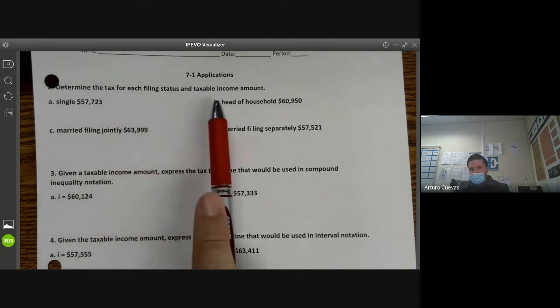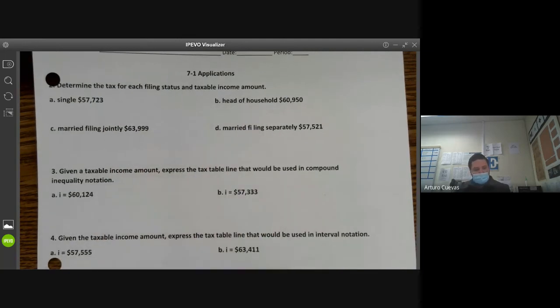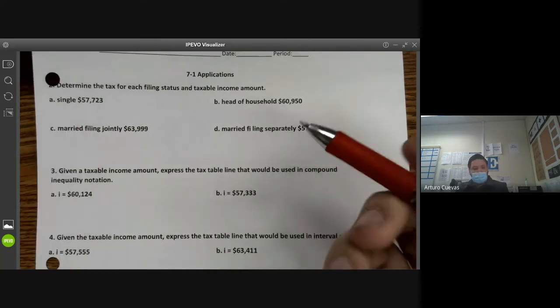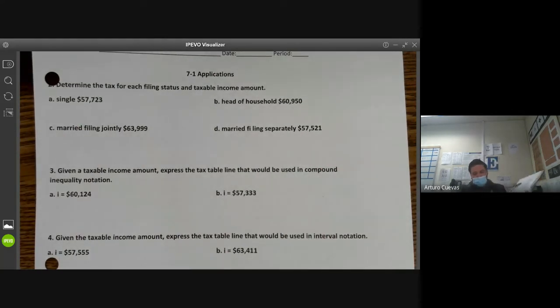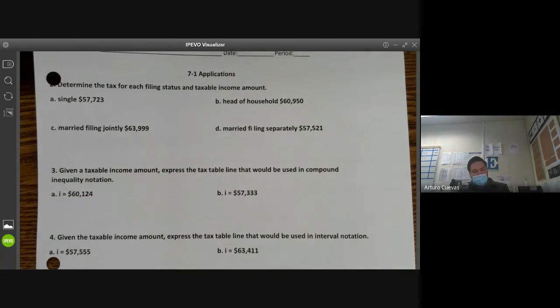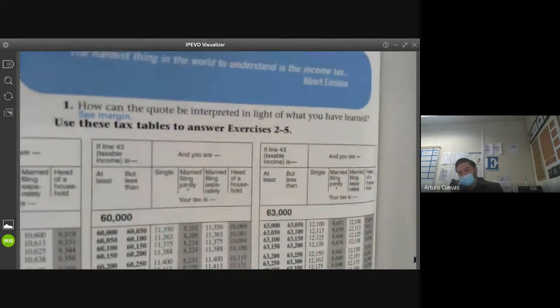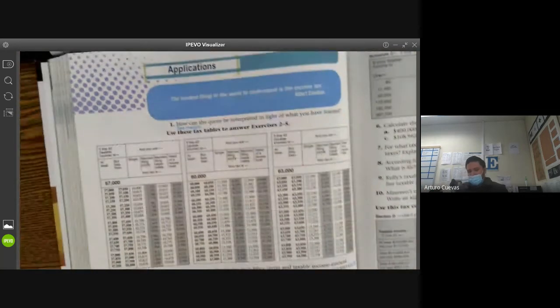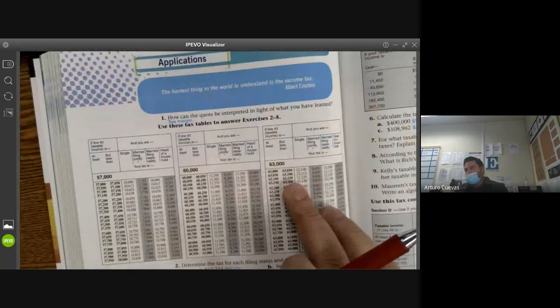Determine the tax for each taxable amount. Okay, you don't have a table. You see, we don't have a table. So what do we have to do? These problems that you have on the applications are the same problems that you have in your textbook. If you look in your textbook, you have the tables right there.